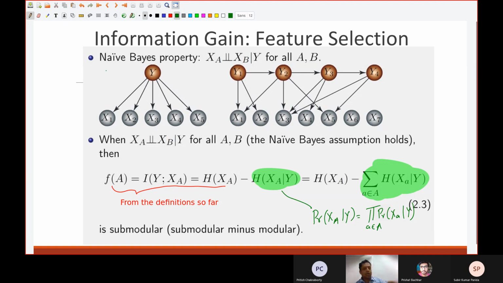Why? What happens is you have a submodular function minus a modular function. The first component is submodular, you already know. The second component is now modular. And submodular minus modular will be submodular. Is that okay?